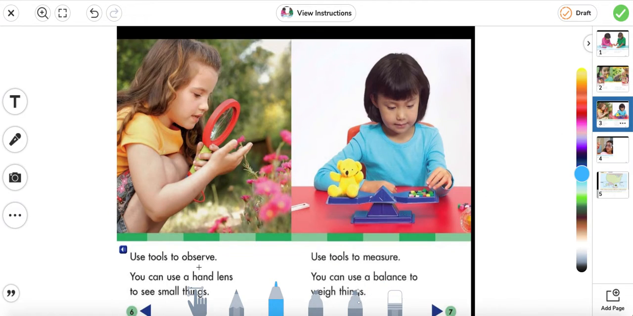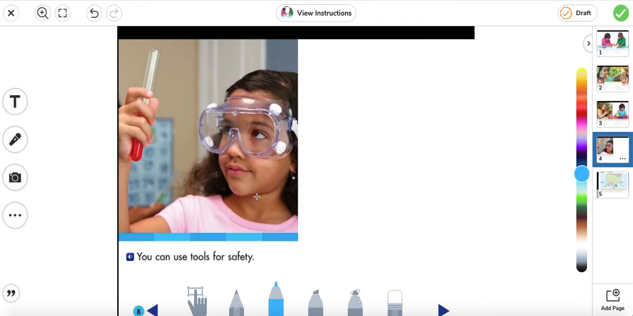Use tools to observe. You can use a hand lens to see small things. Use tools to measure. You can use a balance to weigh things. So here, the girl is using a hand lens to view the flower. And here, they're using a scale, a balance, to weigh things. You can use tools for safety. So here the girl is using safety goggles to stay safe.